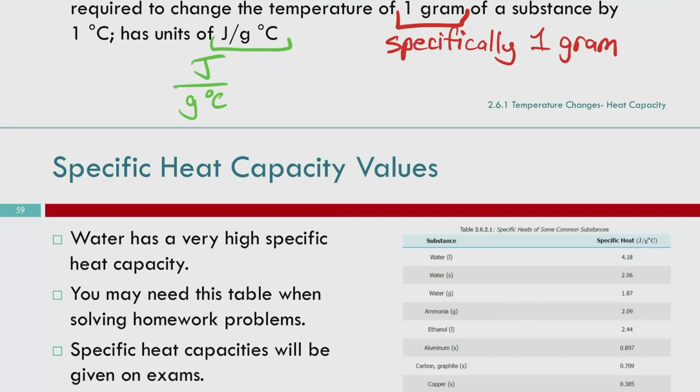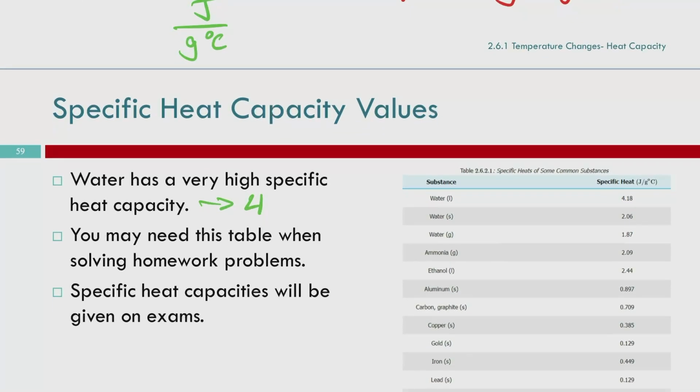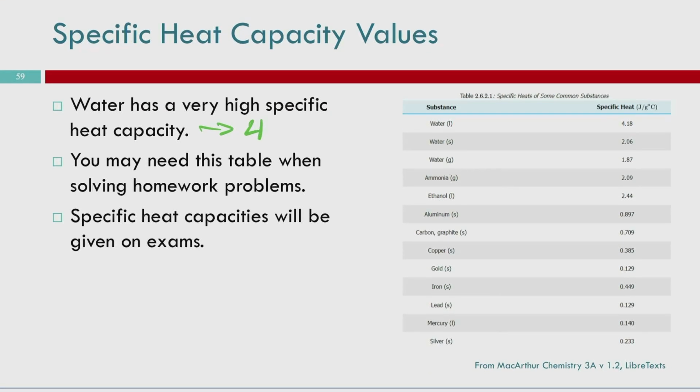Water notoriously has a very high specific heat capacity of a little over 4, which doesn't feel like a big number, but relatively speaking is a very large number. When you're working on homework problems, you might need this table if you're doing some of the Chapter 2 homework problems. Unless you're asked to solve for a specific heat capacity, you will be given specific heat capacities on the exam. So don't worry about memorizing them. You'll either have a table or it'll be in the problem.